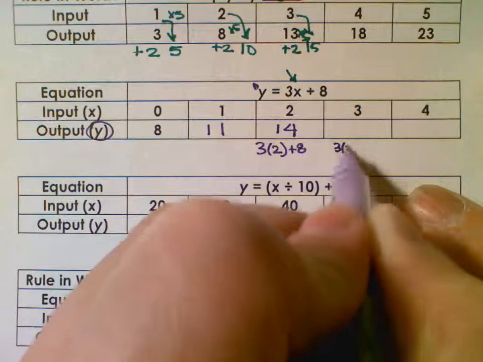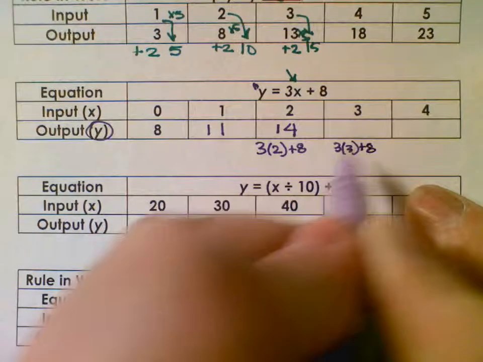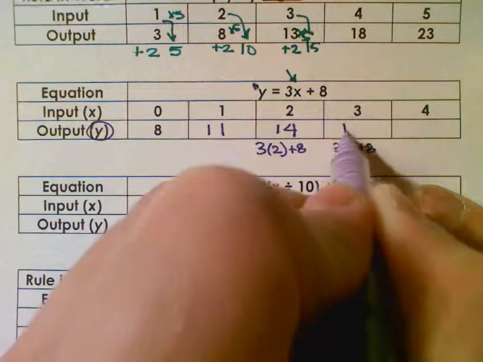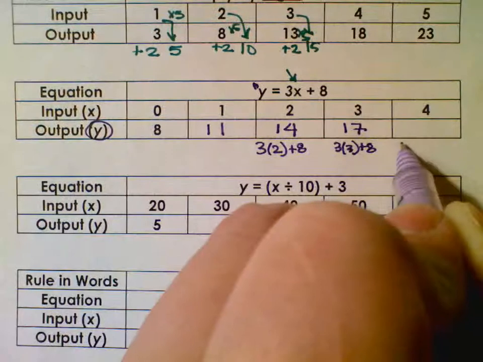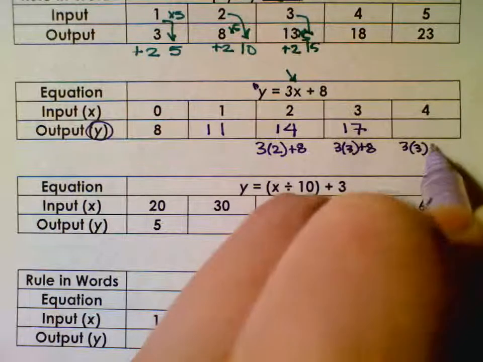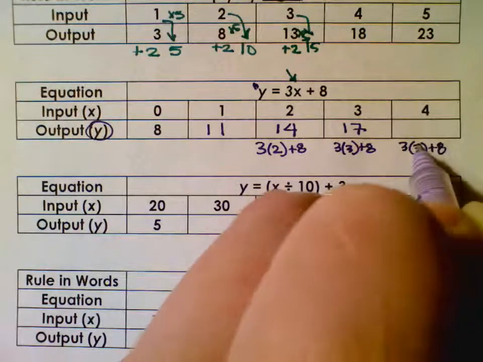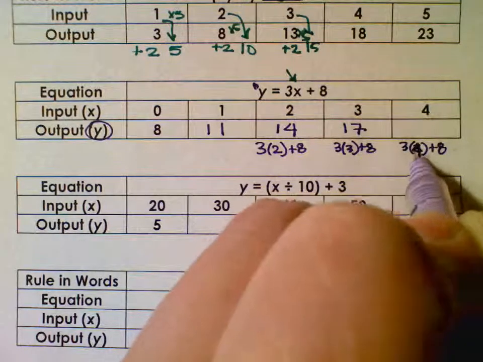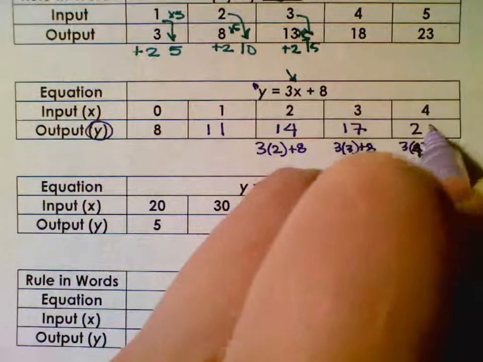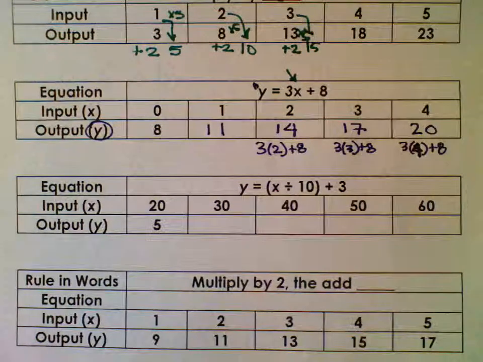Let's go 3 times 3 plus 8. 3 times 3 is 9 plus 8 is going to give us 17. And then 3 times 4, 3 times 4 is 12, plus 8, it will give me 20. Okay, so it's a little bit easier with the equation, because all we have to do is punch in the numbers here.